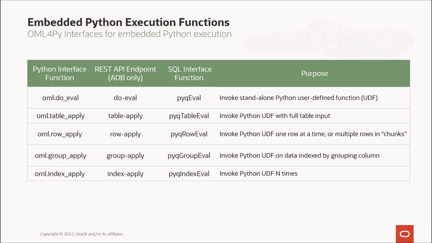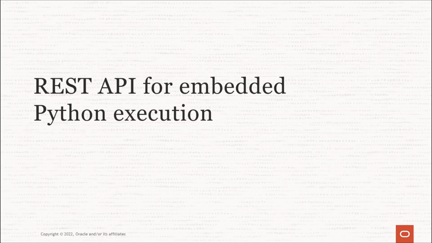TableApply and PyQTableEval invoke a script with table input, and RowApply, PyQRowEval will invoke the script on chunks of rows. GroupApply, PyQGroupEval, they invoke a script on a grouping column, and then IndexApply and PyQIndexEval run a script a specified number of times. And the functions in the last three rows, the row, group, and index-wise operations are all parallel enabled. Okay, let's take a closer look at the REST API.